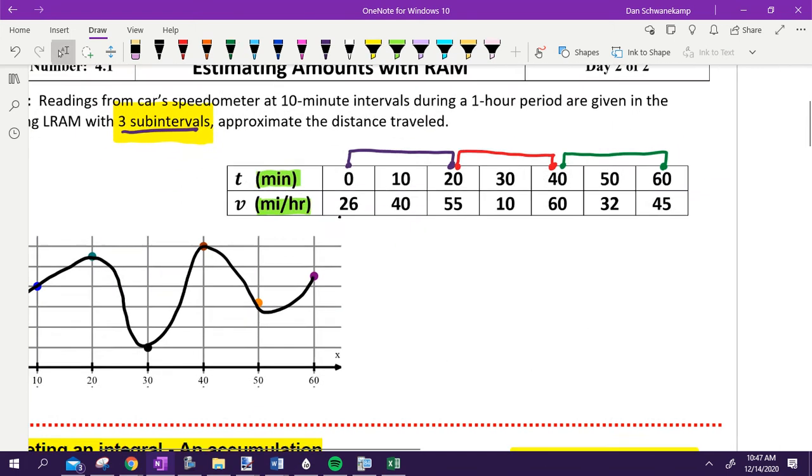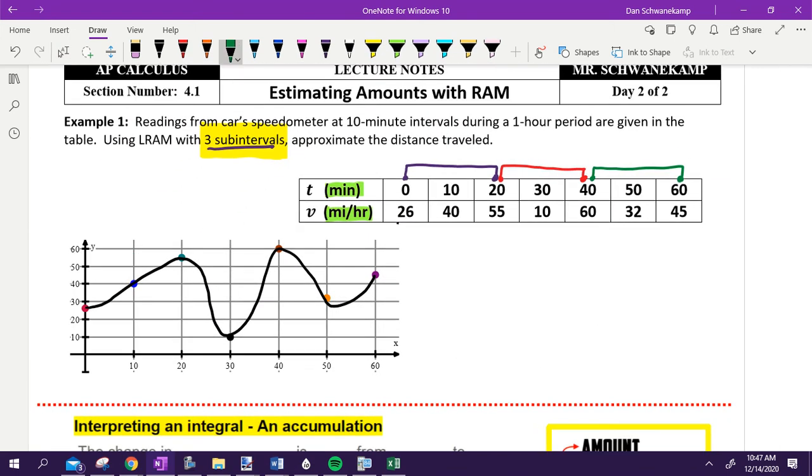Everybody understand what's happening so far? So again, here's what we did. We split this thing up. We went from 0 to 20. We went from 20 to 40. And we went from 40 to 60. We basically drew these 3 lines so far.